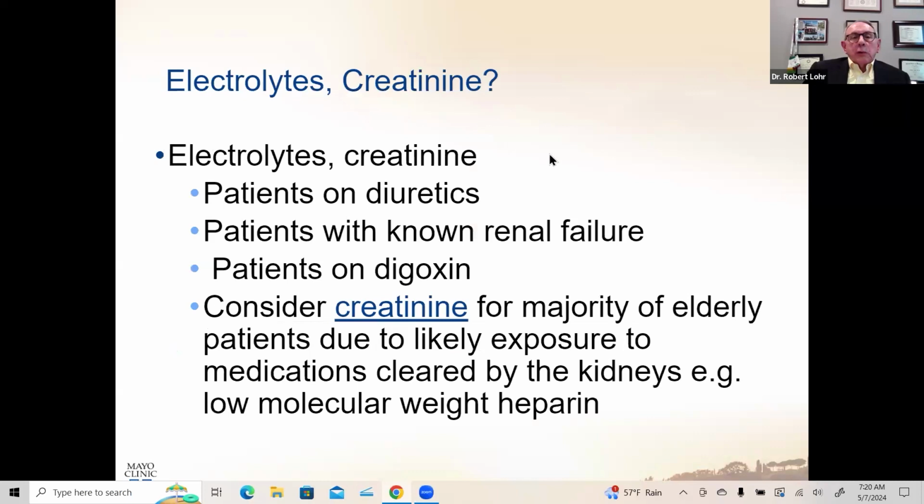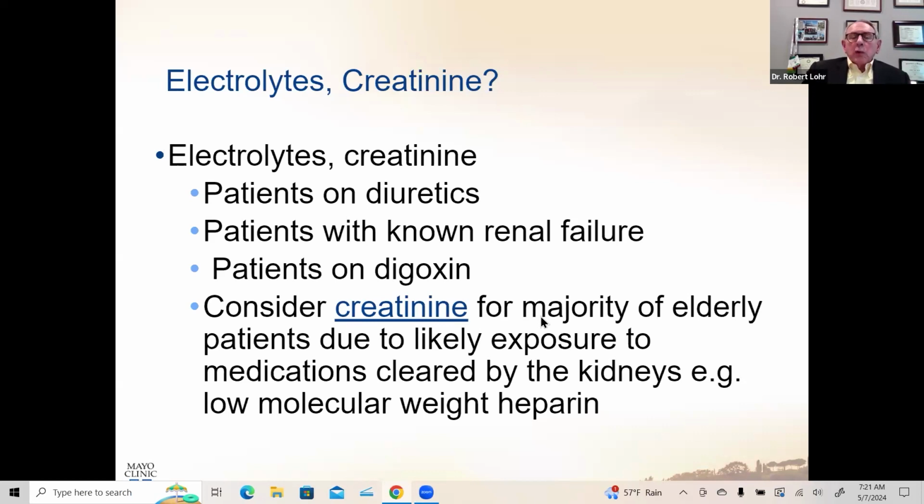What about electrolytes and creatinine? Well, if patients are on diuretics, we want to make sure that they're not hyponatremic or hypokalemic. If they have known renal insufficiency, or if they are on digoxin, make sure the potassium is not low. I would, and I do this, do a creatinine for pretty much all elderly patients. We know that renal function declines as we get older.